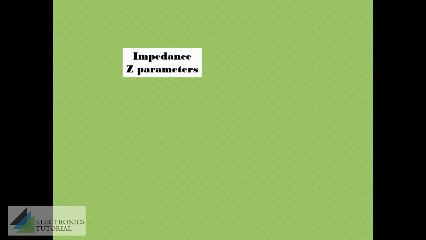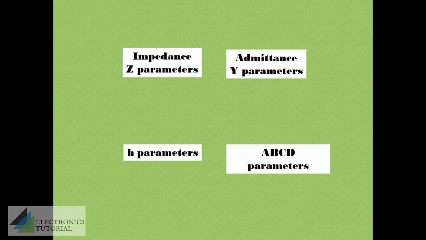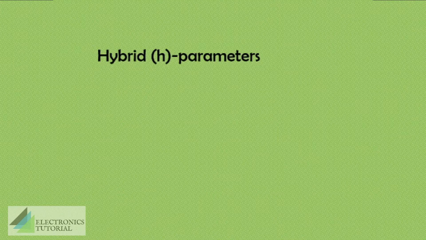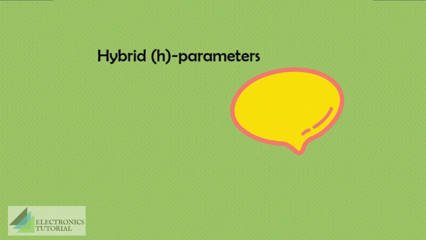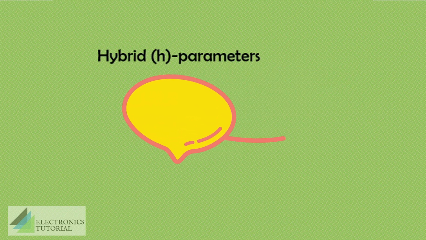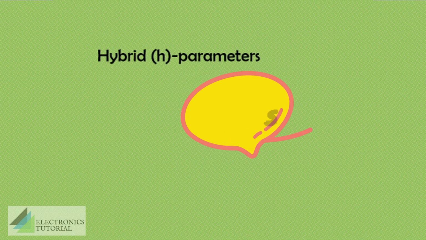We have already gone through some of the parameters like Z parameters, Y parameters, ABCD parameters, and today we are focusing on H parameters. This hybrid parameter representation is widely used in the modeling of electronic components and circuits, and particularly transistors. While defining transistor specifications, we will be considering these H parameter values.